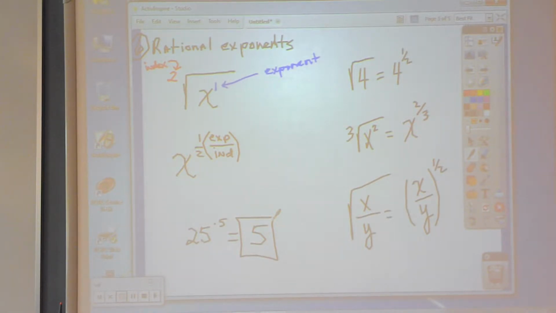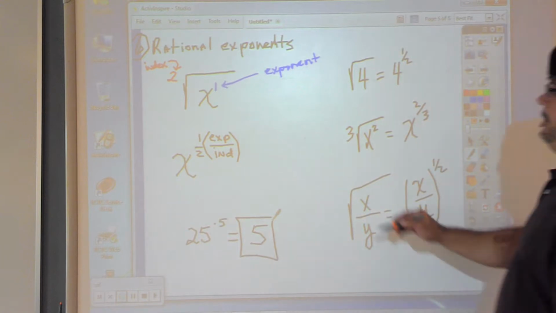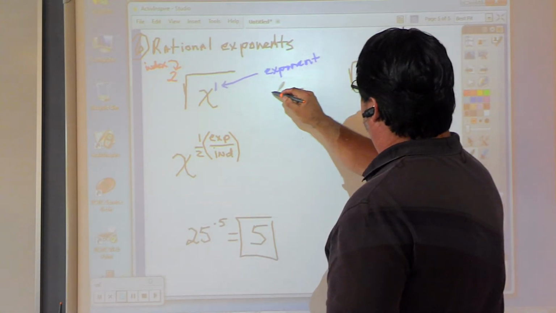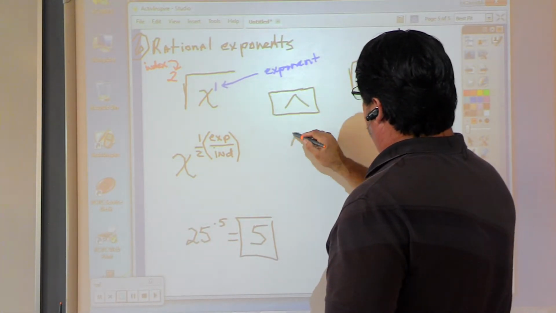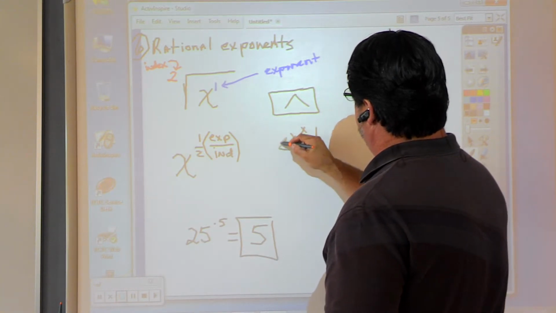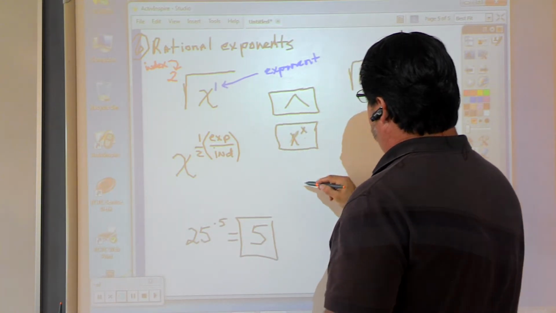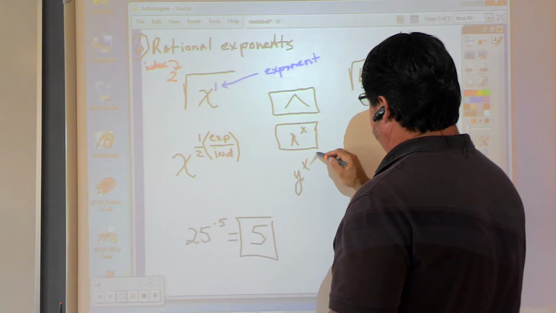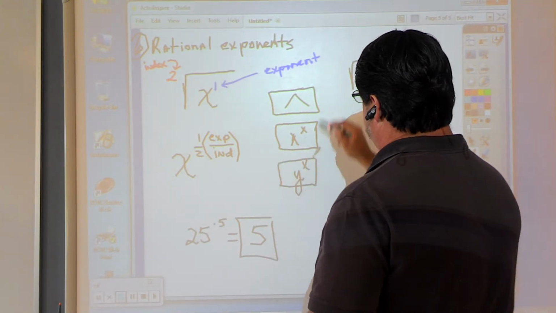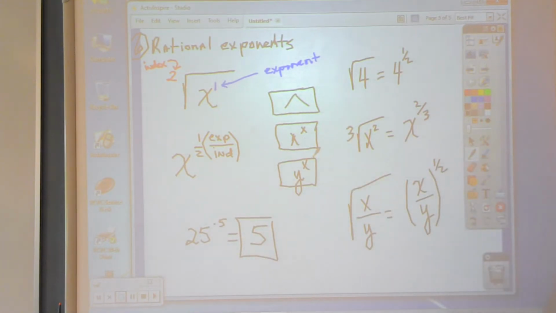Caret symbol looks like this. X to the y is also on some calculators, and y to the x is sometimes on calculators. Those are your 3 exponent keys.